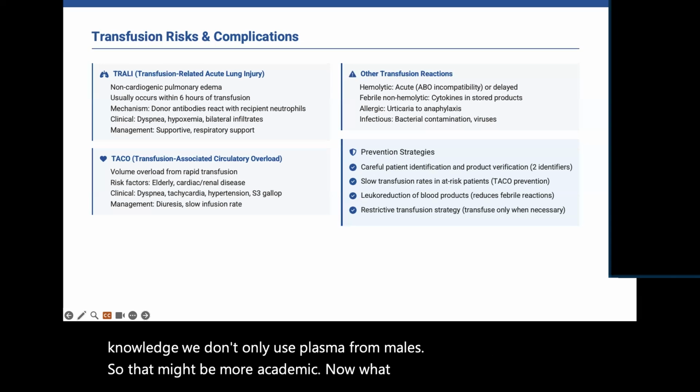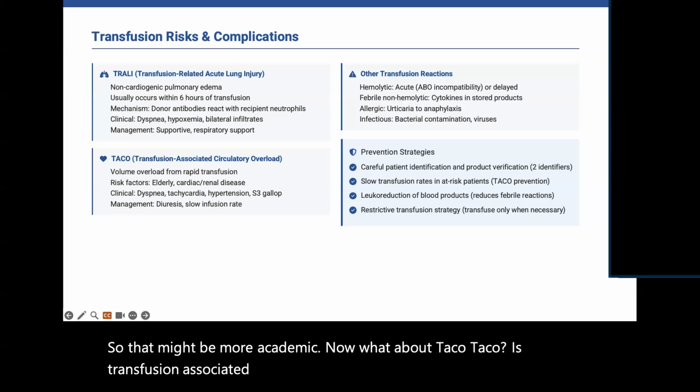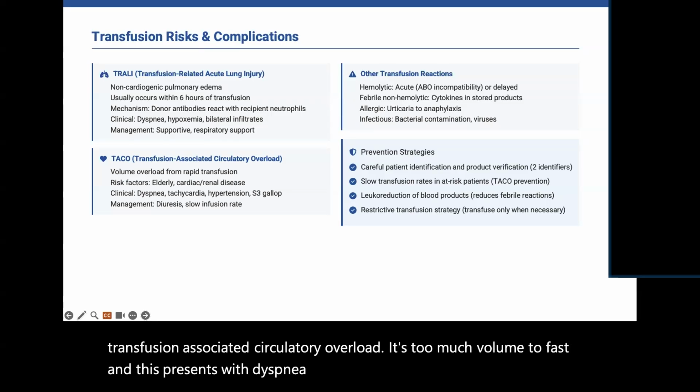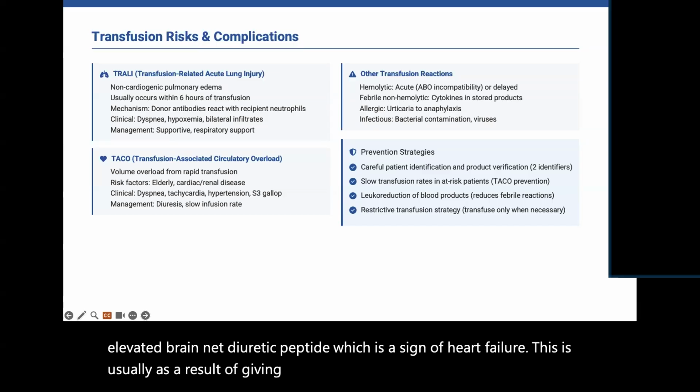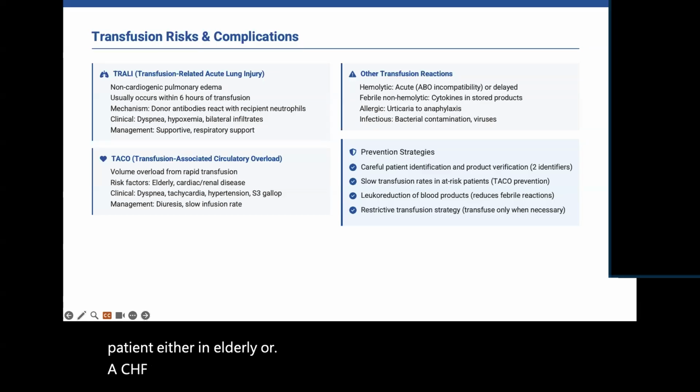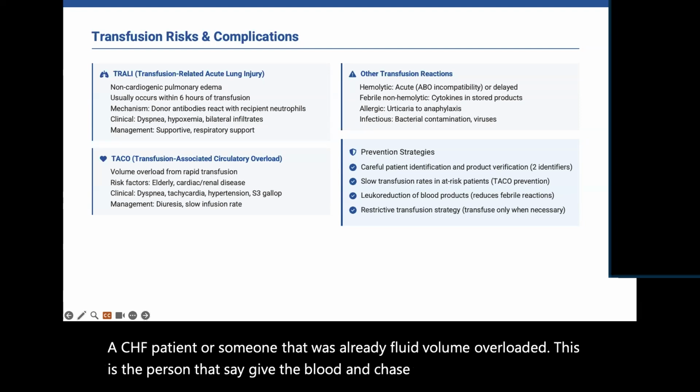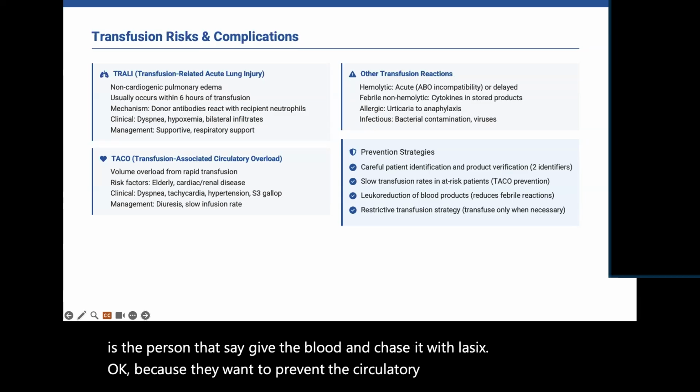Now, what about TACO? Well, TACO is transfusion-associated circulatory overload. It's too much volume too fast. This presents with dyspnea, hypertension, pulmonary edema, and elevated brain natriuretic peptide, which is a sign of heart failure. This is usually a result of giving the transfusion too fast in a compromised patient, either an elderly patient, a CHF patient, or someone who was already fluid volume overloaded. This is the person where you say, give the blood and chase it with Lasix, because they want to prevent the circulatory overload that can happen.